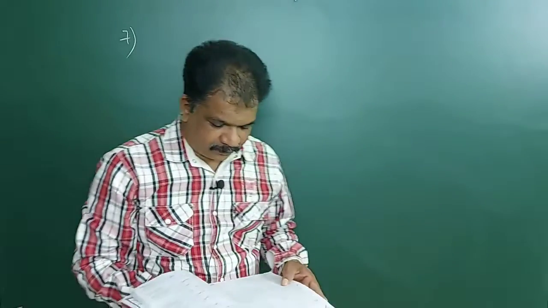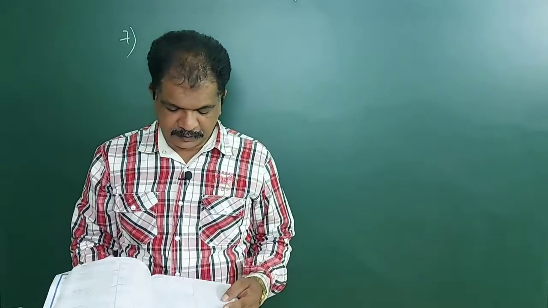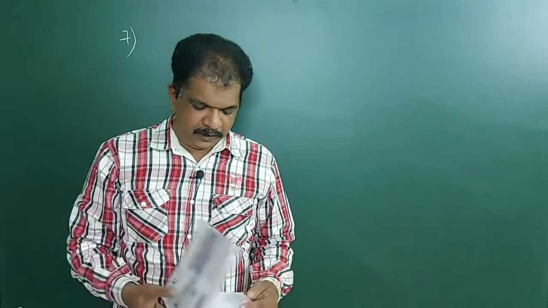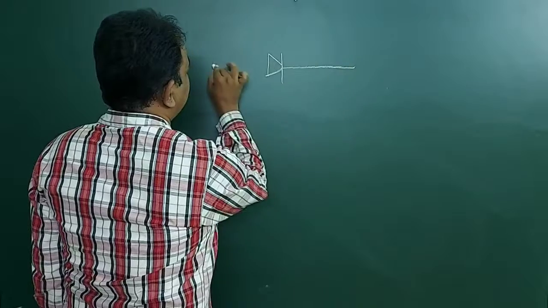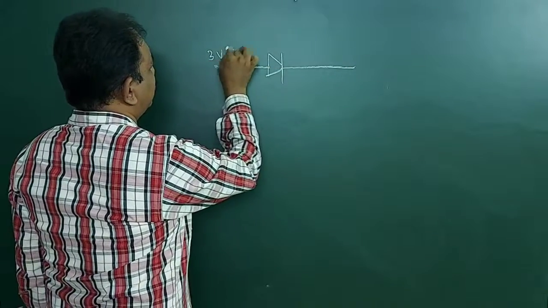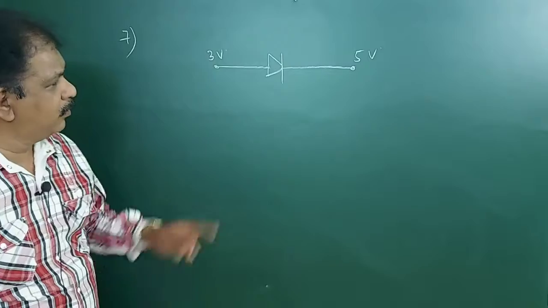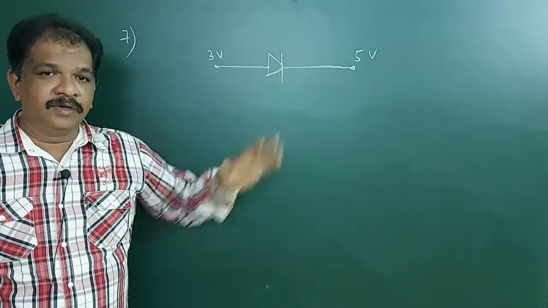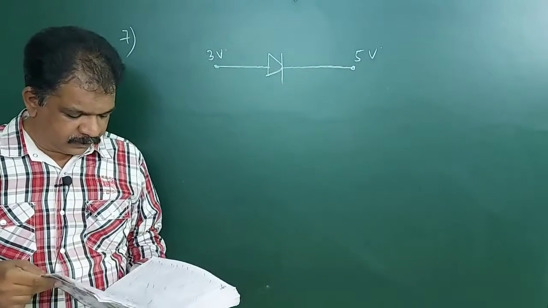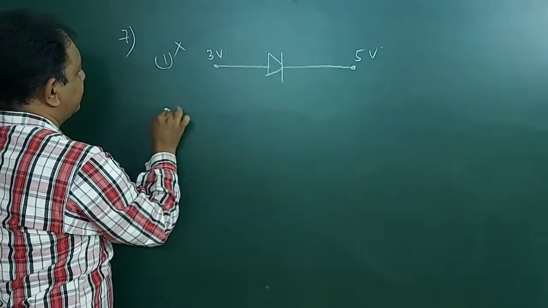What they are asking is a forward bias diode. Here the diode is like this, here 3 volt, and here 5 volt. You have to remember this value must be more than this, then only it will be forward bias. So the first option will be wrong.